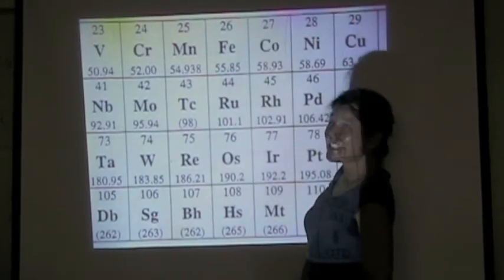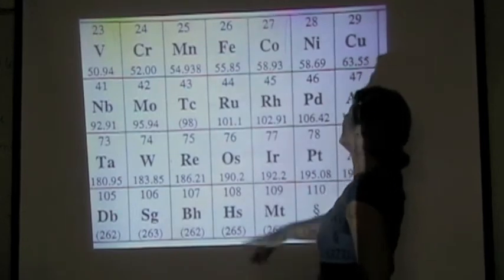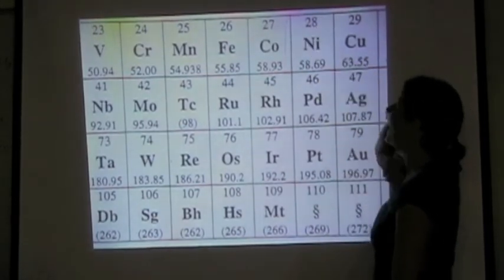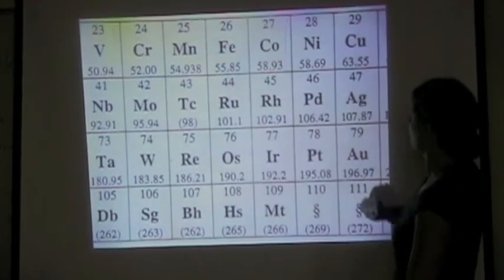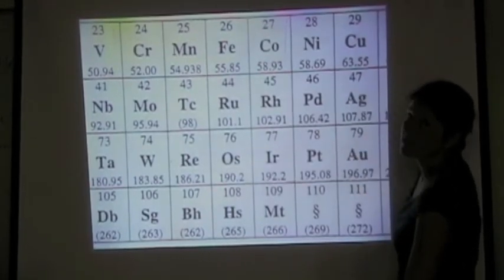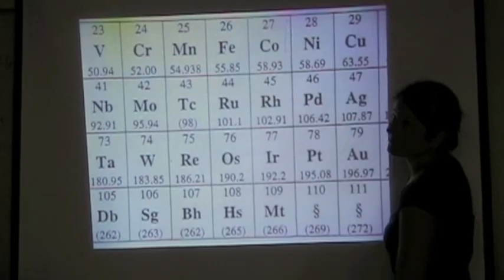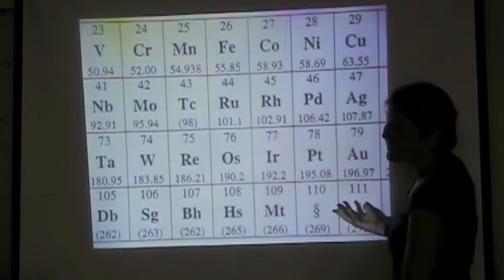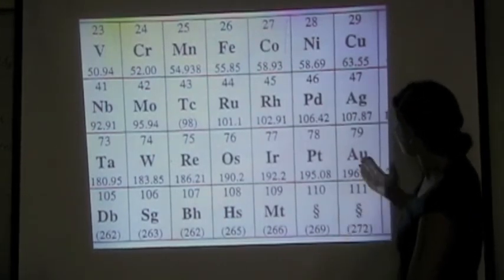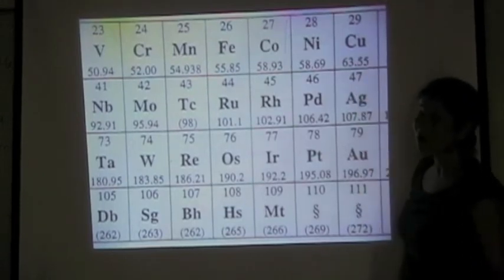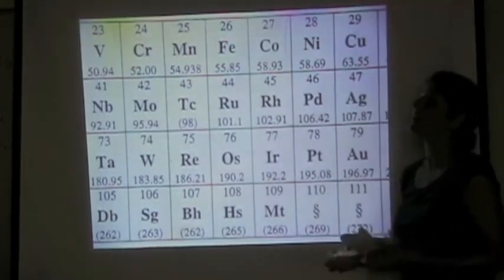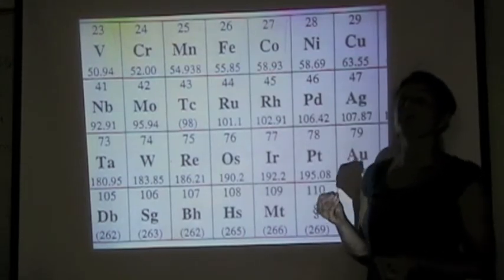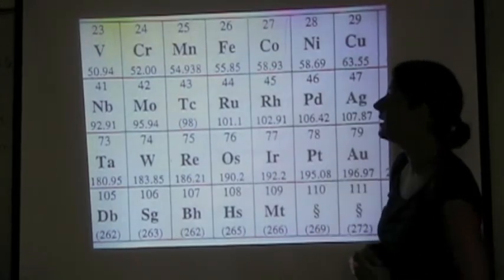Cobalt has 27 protons in its nucleus. Nickel has 28. Copper has 29, silver has 47, and gold has 79. And that's it. That's what makes gold different from copper. Fundamentally, it's the number of protons in the nucleus of the atom of that particular element.